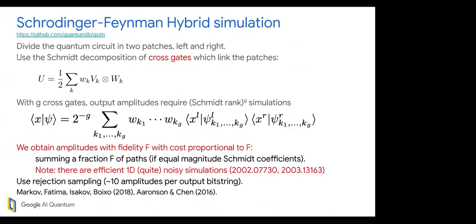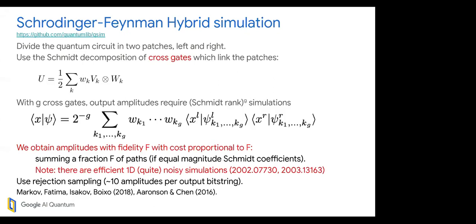Good. So let me tell you a little bit how this hybrid simulation works, the one that we use for the 53 qubit simulation with full circuits and this verifiable circuit that had this symmetry. So the basic idea, if you remember, is we have these 2 patches, right? We can cut the circuit in 2.